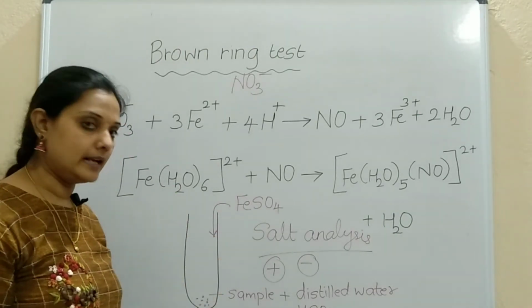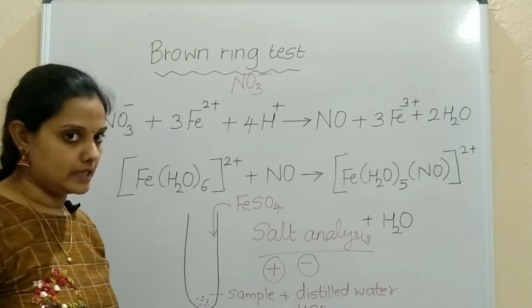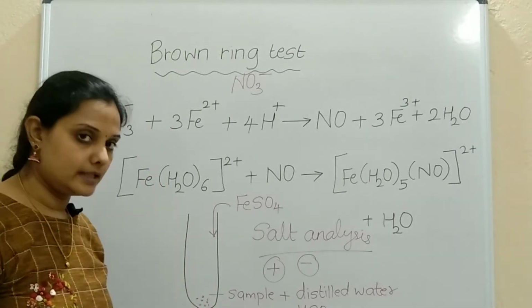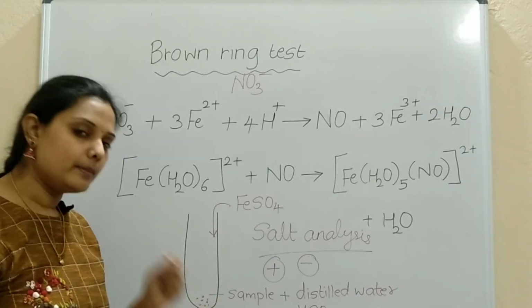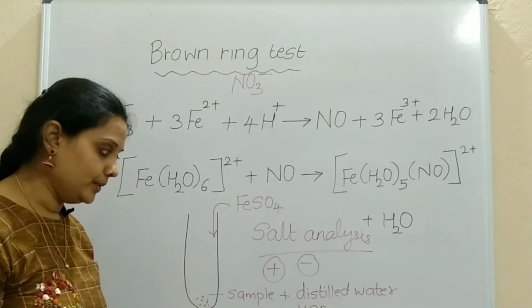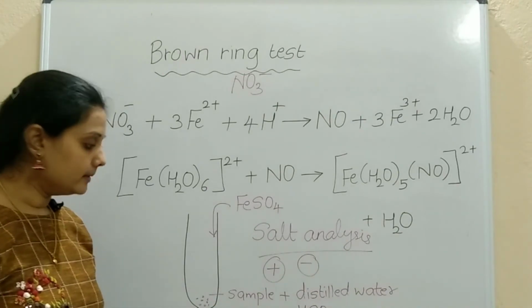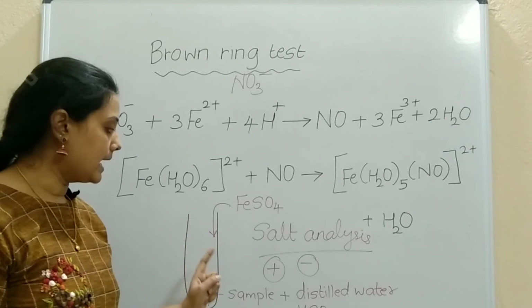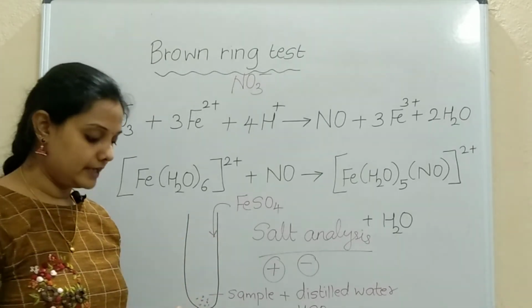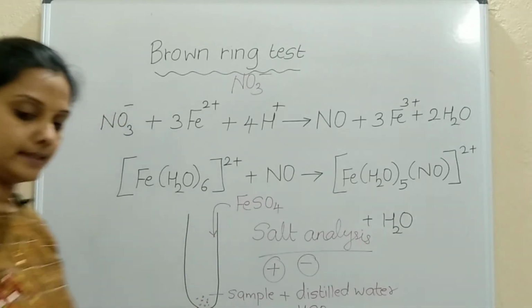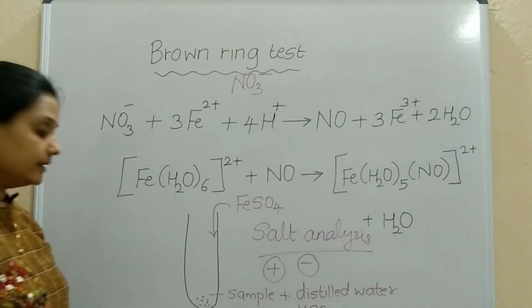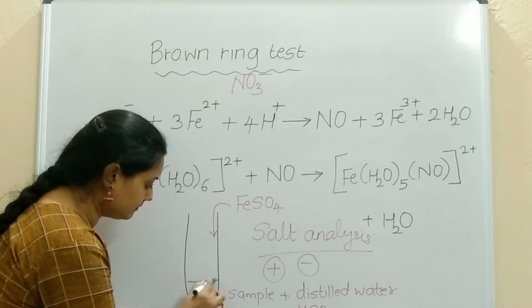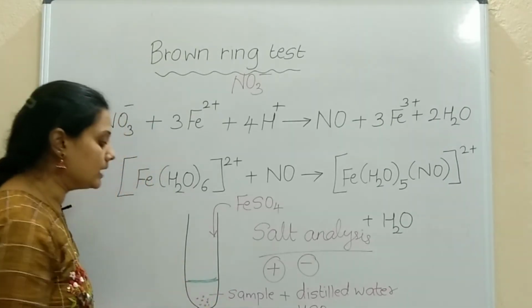It will be prepared in the lab. So you have to add FeSO4. So how is this test performed? You take a test tube. Into that you take a pinch of the sample given to you, add distilled water and concentrated H2SO4. Then you add freshly prepared FeSO4. Correct? So when you add it, you will get a brown color ring.